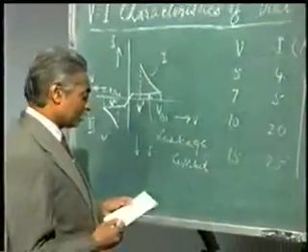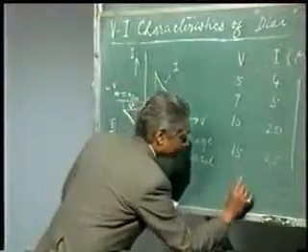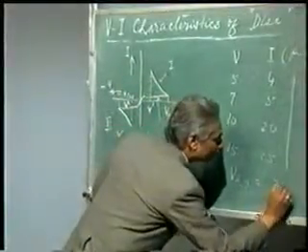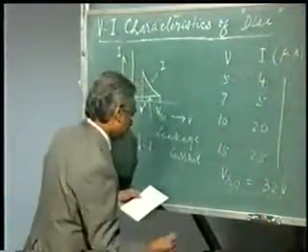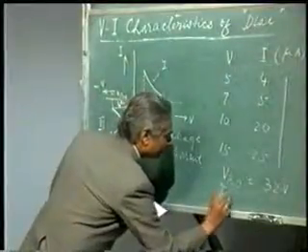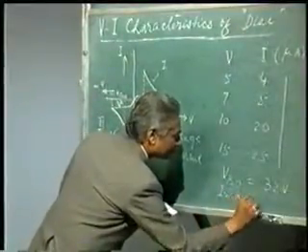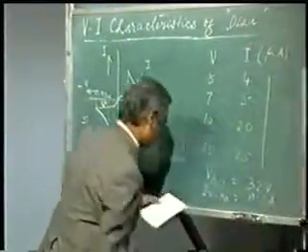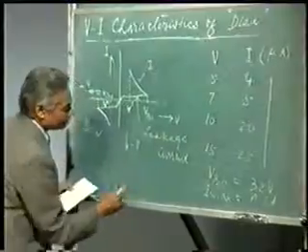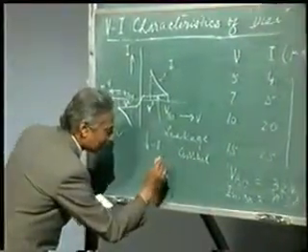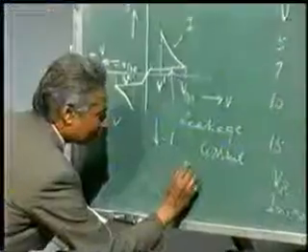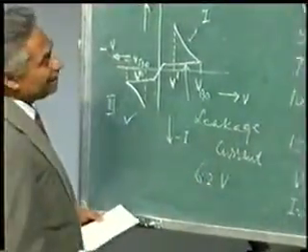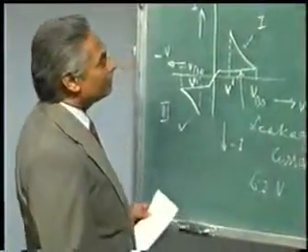And one more thing I have noted, VBO was equal to 32 volts. Maximum current was equal to 0.3 amperes, and the voltage drop, that is the voltage after the device conducted, was equal to 6.2 volts. So with these ratings we can plot the whole characteristic.